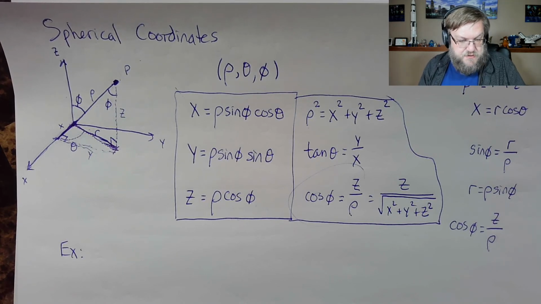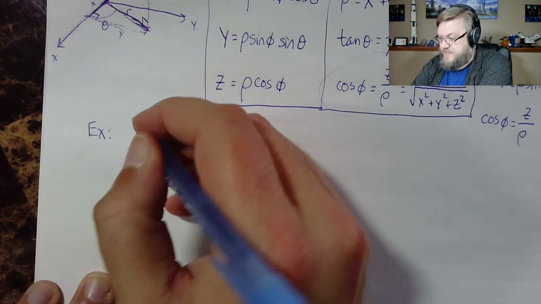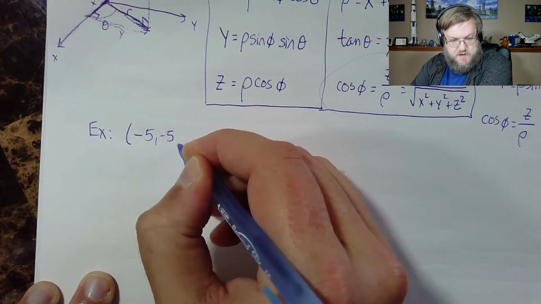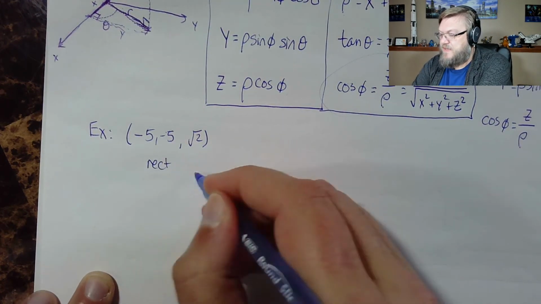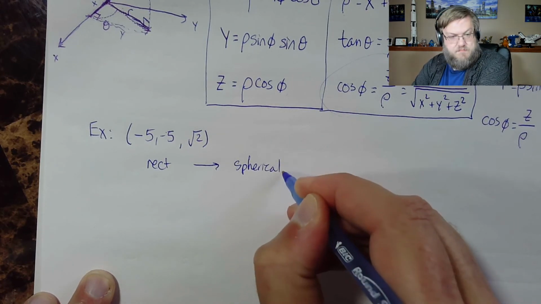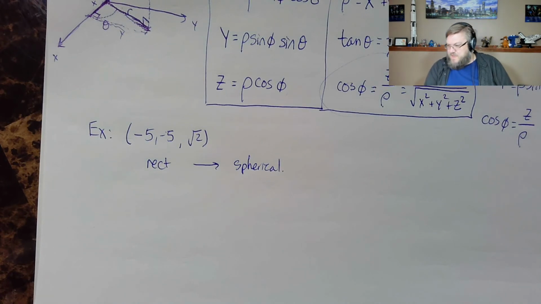Okay, let's do a couple problems here. I'm going to give you a rectangular coordinate. So this is -5, -5, comma, square root of 2. This is rectangular. And I'd like you to convert that to spherical. Okay. So we're given an x, y, and a z. And I want to come up with rho, theta, and phi.